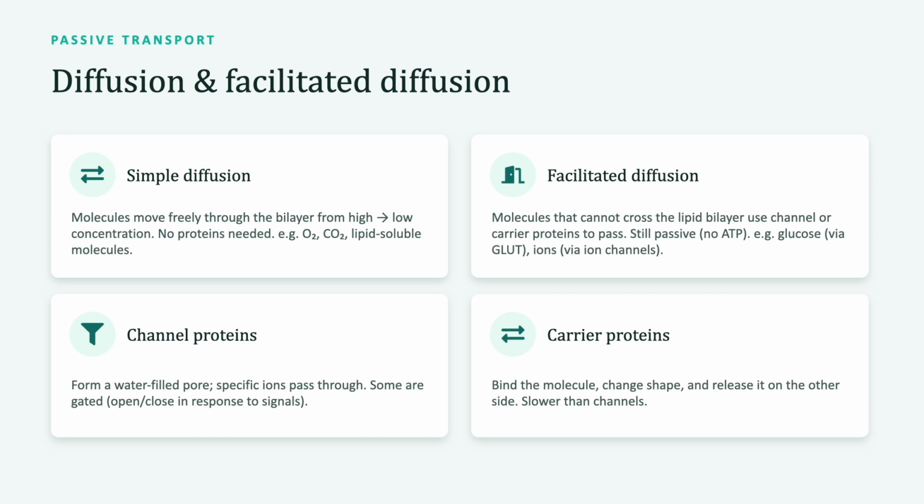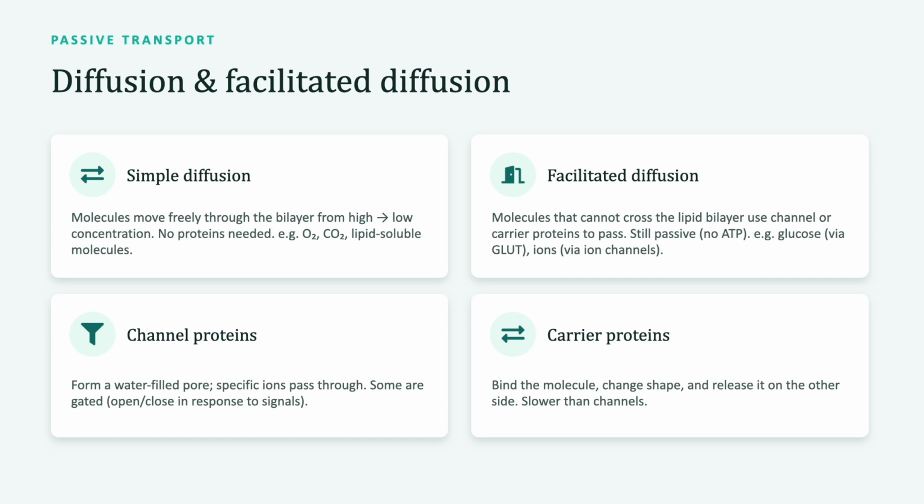But what about molecules that cannot cross the hydrophobic core on their own, like glucose or ions? They use facilitated diffusion. Protein helpers are built into the membrane. Still passive, still no ATP, just assisted.